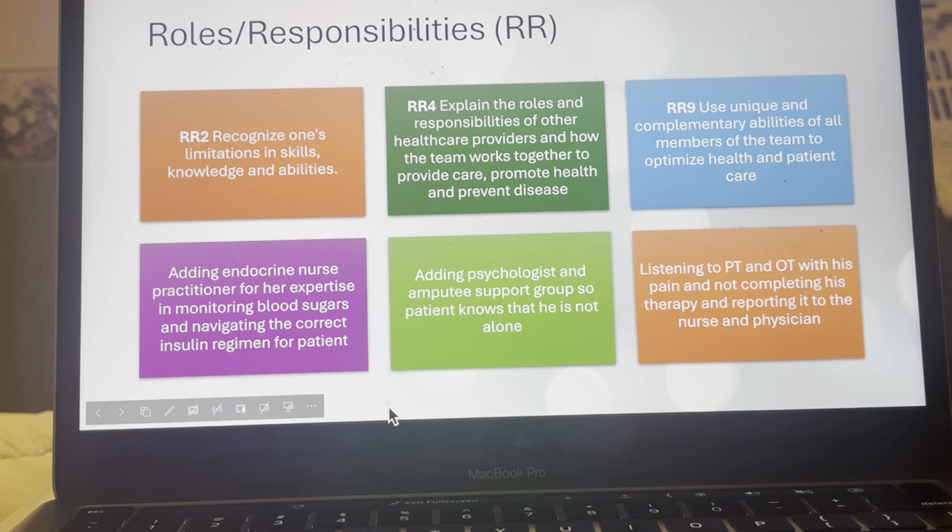The next roles and responsibilities: were there gaps in this case? Yeah. Prior to the admission, he should have been addressed, such as adding some infectious disease, maybe having somebody from the facility come and speak to him. A lot of times we are in fear, not knowing where we are going. Invite the family to visit the rehab center.